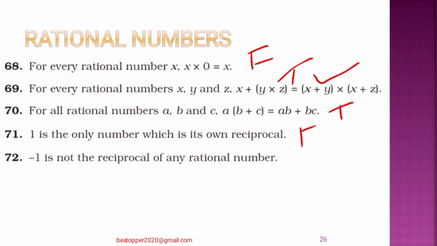1 is the only number which is its own reciprocal. False. Minus 1 also has the same number as the reciprocal. Minus 1 is the reciprocal of the same number itself. So it is also false.